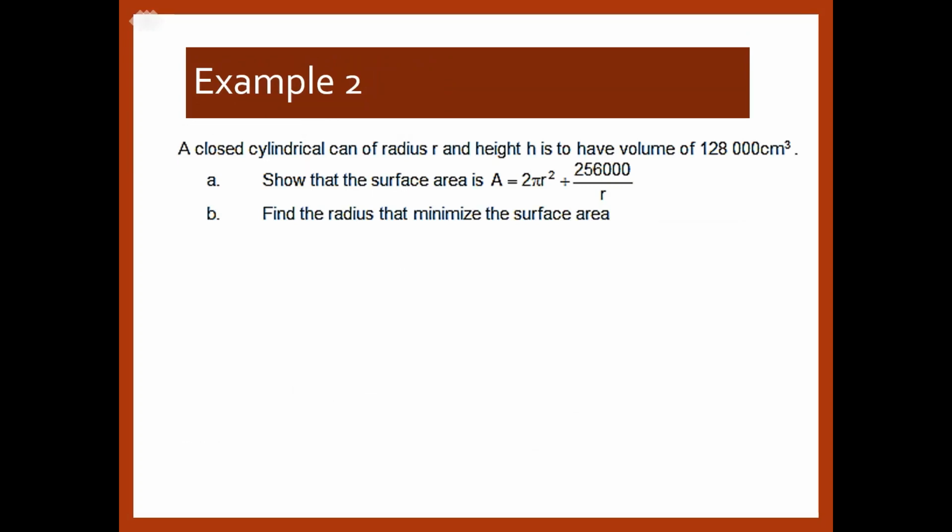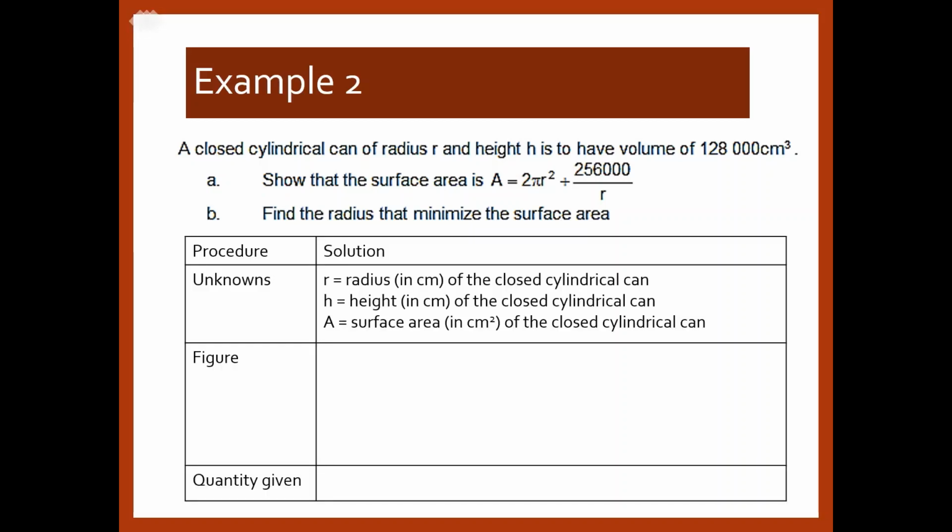Now, refer to example 2. A closed cylindrical can of radius r and height h is to have volume of 128,000 cm3. Show that the surface area is represented as A equal to 2 pi r squared plus 256,000 over r. Then, find the radius that minimizes the surface area. For this example, r refers to the radius, h refers to the height, and A refers to the surface area of the closed cylindrical can.